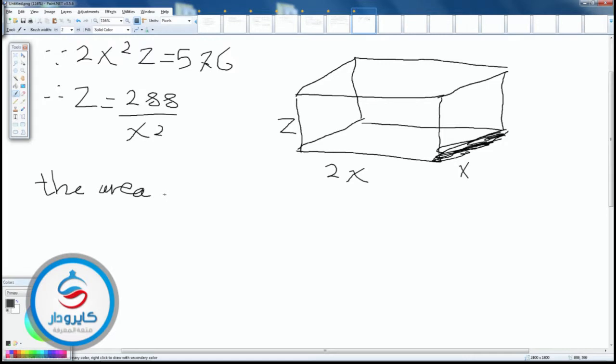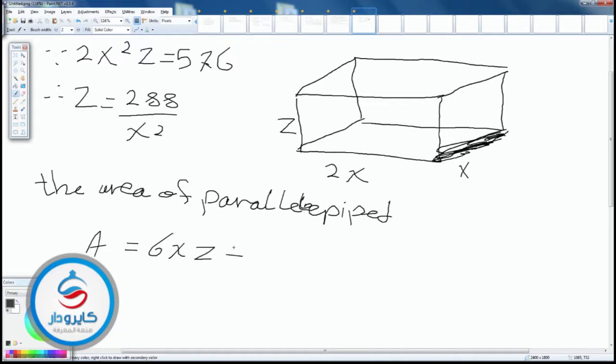The area of the parallelepiped, A equals 6XZ plus 4X squared. Therefore area equals 6 by 288 over X plus 4X squared.